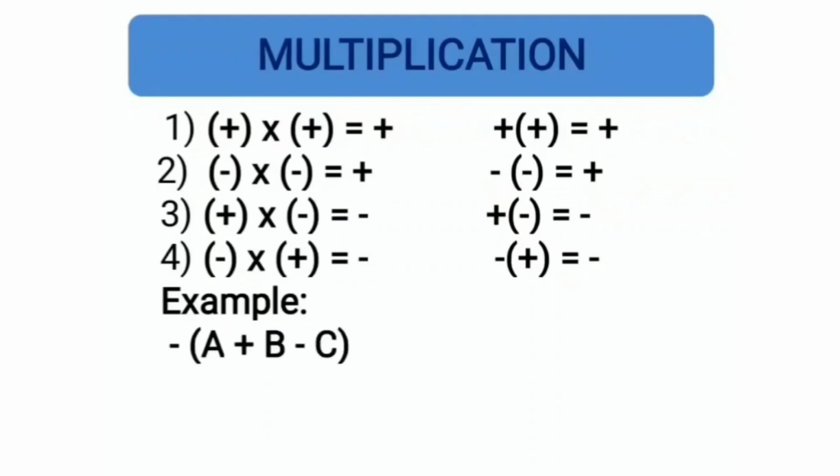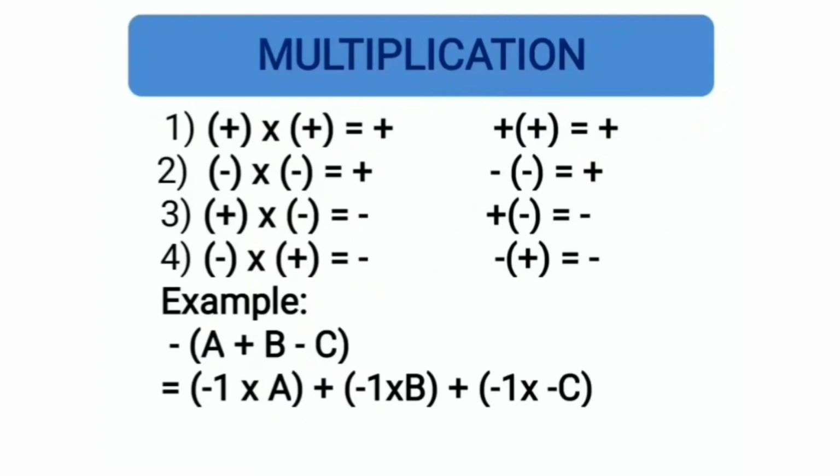Minus (a plus b minus c). Here the minus sign is placed before the bracket, which means the whole bracket is multiplied by minus 1. So to solve this, we have to multiply each integer by minus 1. So we get minus 1 into a plus minus 1 into b plus minus 1 into minus c. By using the multiplication rule, we get minus a minus b plus c.